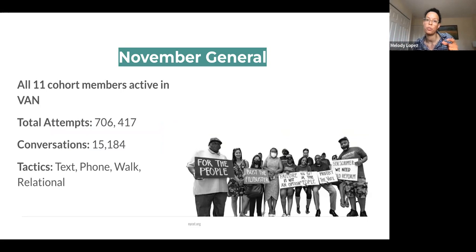This is also the election where we introduced the relational program using the app Reach. It doesn't have to be that app, but that's the one that we have access to. This is where we piloted it, for the November general election. I believe one of the experiments we'll be hearing from Don Green and his team about will be an experiment using that tactic. So we're looking forward to that.